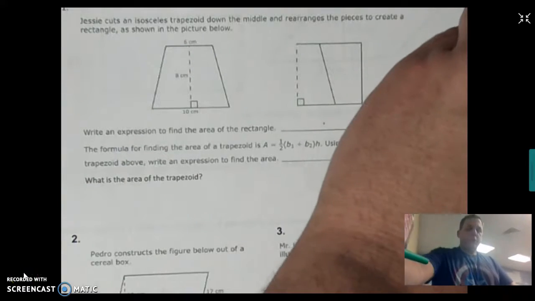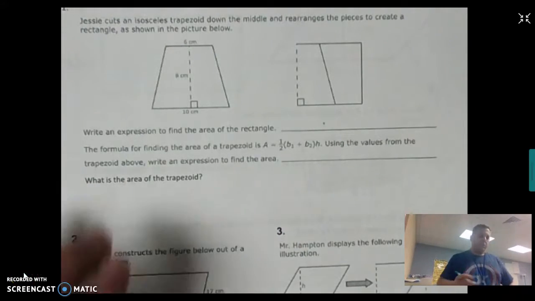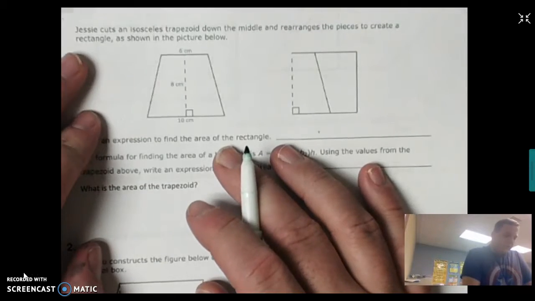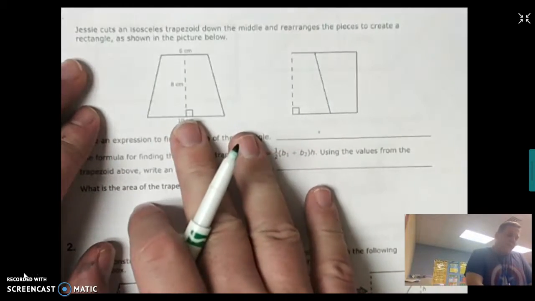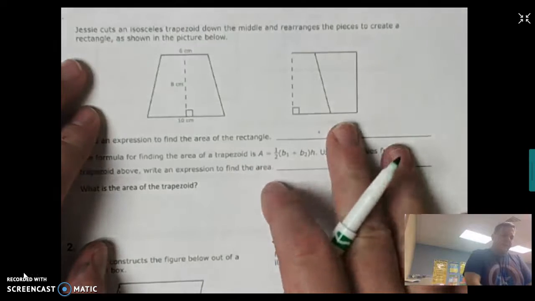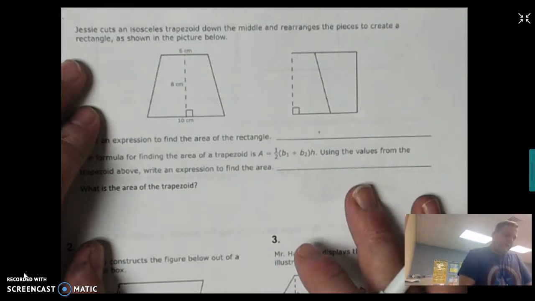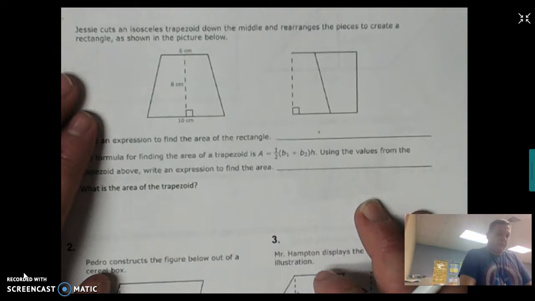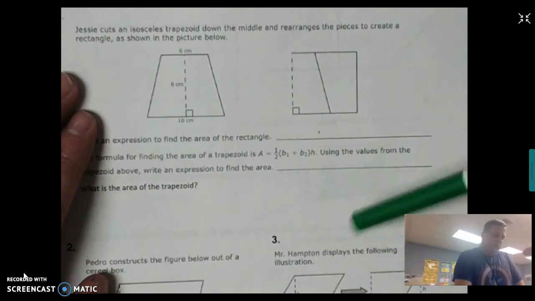Alright, we're going to run through the unit review quickly. We're going to look at number 1, where we have a trapezoid that's cut in half. Now, what they want you to see is something you're not really going to understand until next unit, and that's fine. It just is what it is.